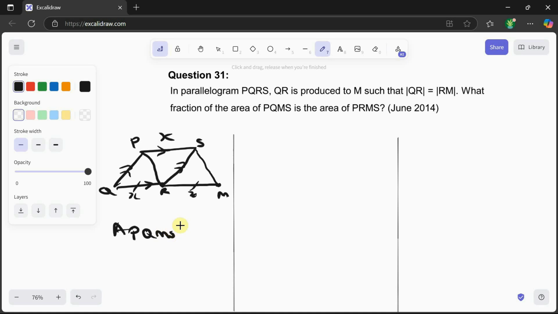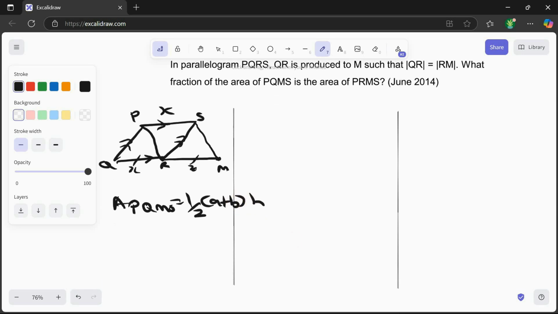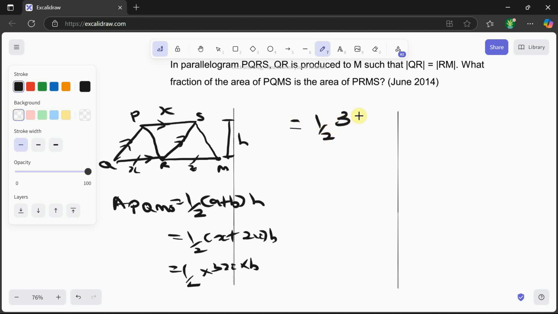PQMS, which is half A plus B times H, right? Do we know what the H is? We don't. So let's just say the H is H. So that would be half, A is X, B is X plus X, which is 2X, multiplying H, which would be half times 3X times H, right? And this would be equal to half 3XH.